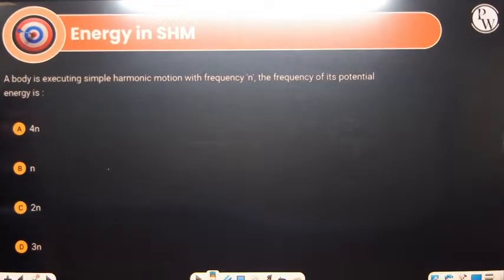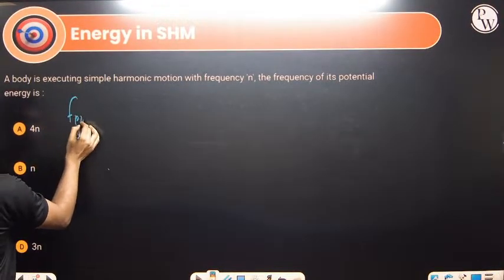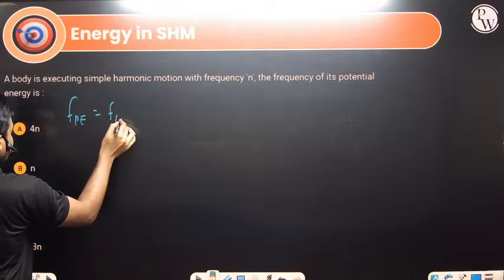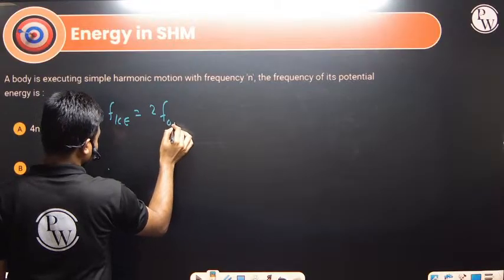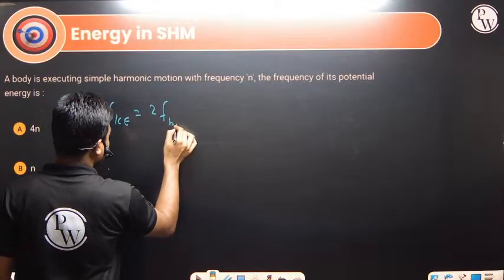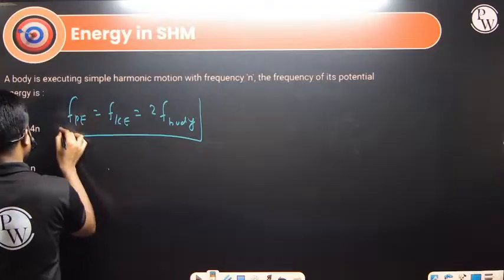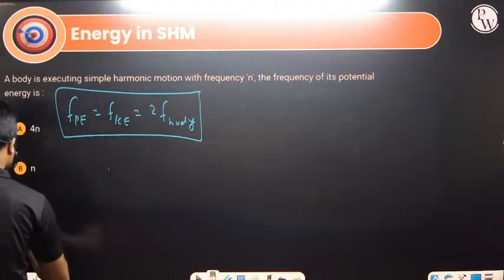A body is executing simple harmonic motion with frequency n. The frequency of its potential energy, you can note this down, frequency of potential energy equals frequency of kinetic energy, is 2 times the frequency of the oscillating body. So whatever frequency we have, it will double up. So this will be 2n.